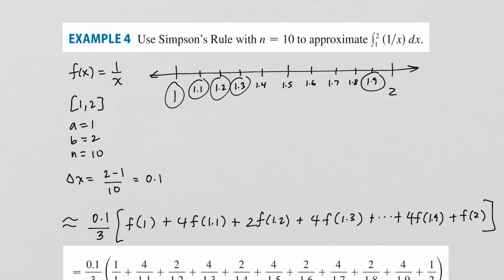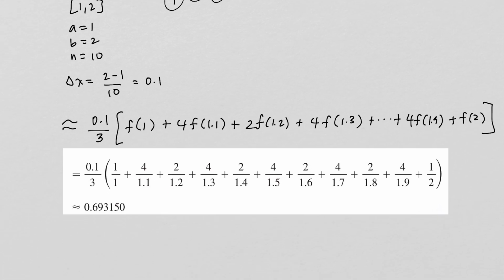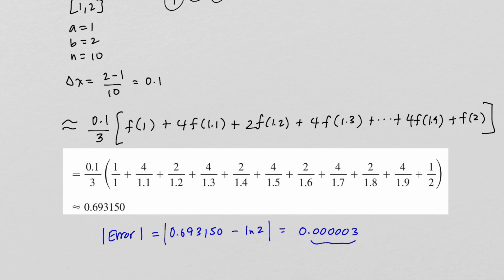So the second part, actually there is no second part, excuse me, but let's just go ahead and calculate what that actual error is. So we know that the absolute value of the error here is going to be the approximated value, 0.693150, minus the actual value, remember, was the natural log of 2. And if you plug this in on a calculator, you get 0.000003. So you can see it has a very small error associated with it. So this is a much better approximation.